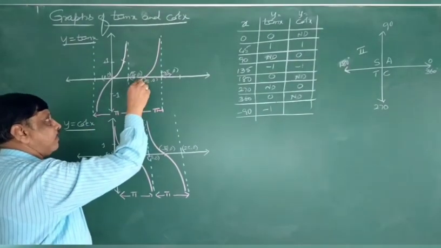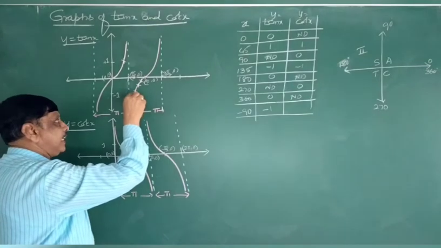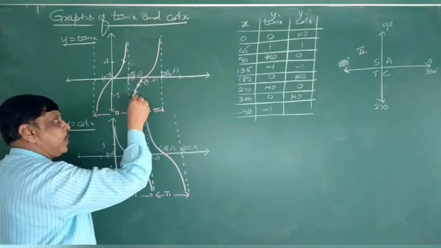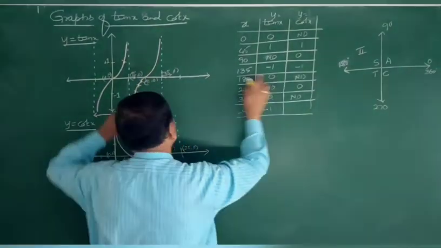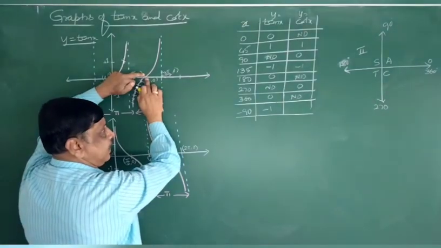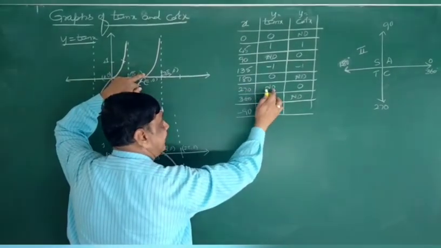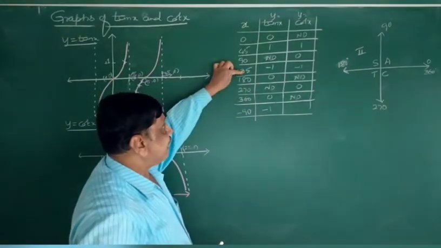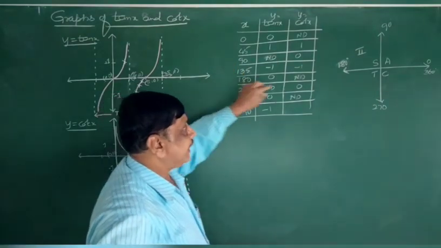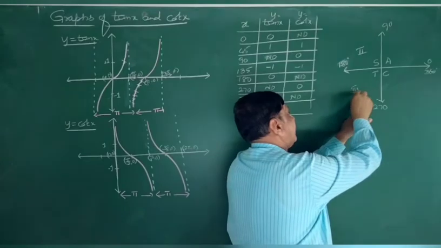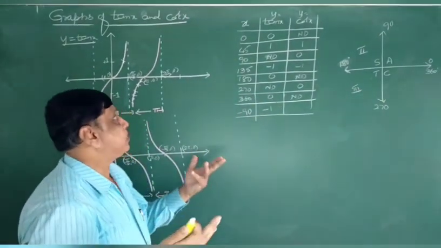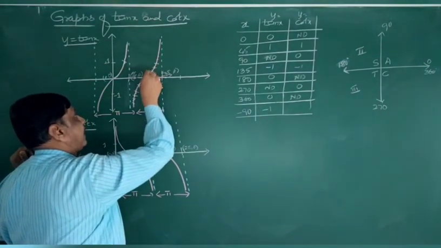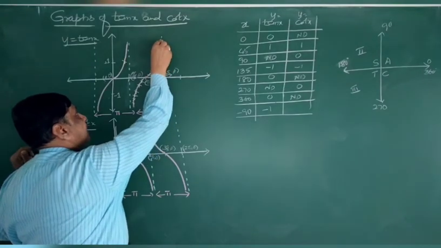All the points for the angle greater than 180 are in the third quadrant. In the third quadrant, tan is positive, means y is positive. Therefore, all the points lie above the x-axis. Okay. After joining all these points, we get the shape like this.